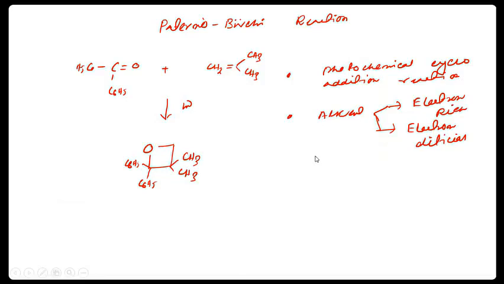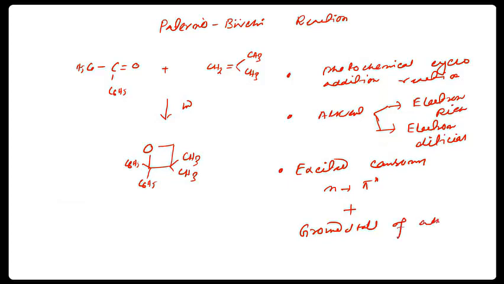Then the reaction happens with the what? With the excited carbonyl. And this excitation takes place because of non-bonding to pi star transitions. So we have excited carbonyl. That excited carbonyl adds with the ground state of alkene. So it's not that the alkene is going to be excited. It's a reaction between excited carbonyl and the ground state of alkene. And the reaction is non-concerted. It doesn't happen at a time.